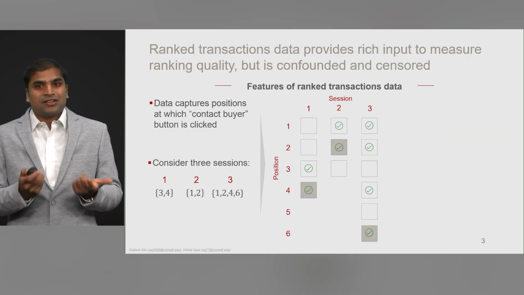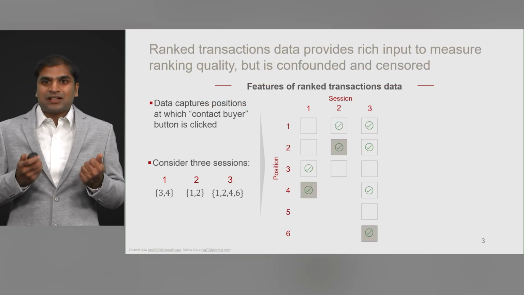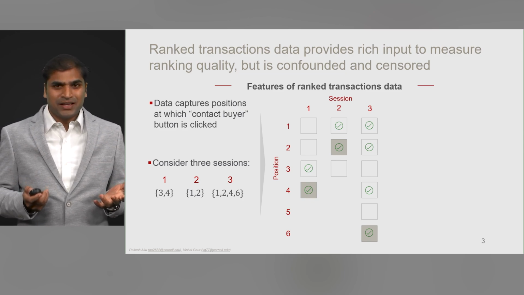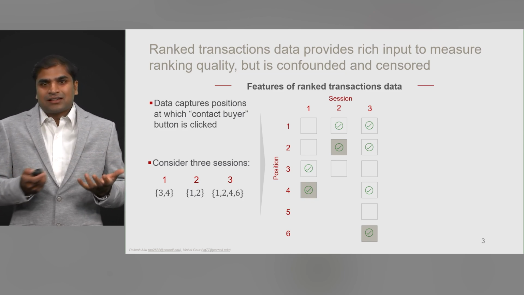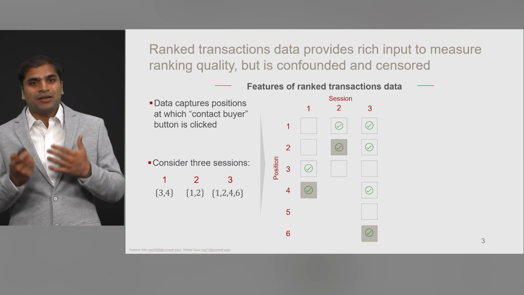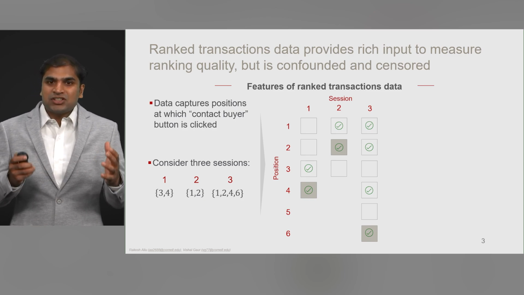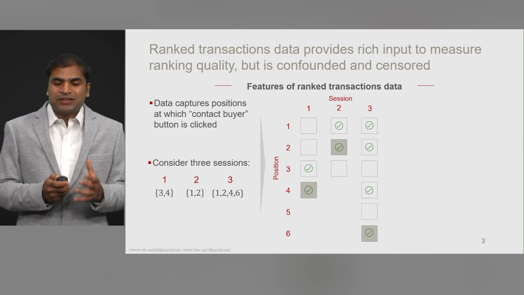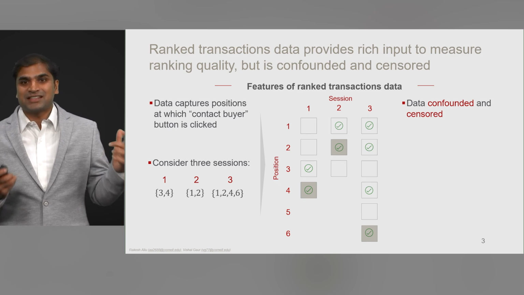Now, what is this real time rank transaction data? It is basically a set of positions where the seller clicks on the contact buyer button. An example from 3 sessions is here on the screen. So, in session 1, the seller clicks on the contact buyer button at positions 3 and 4, and this is what you see on the image with green ticks. Now, the position numbers provide a rich input to answer our questions, but the data has two issues. First, it is confounded, and second, it is censored.